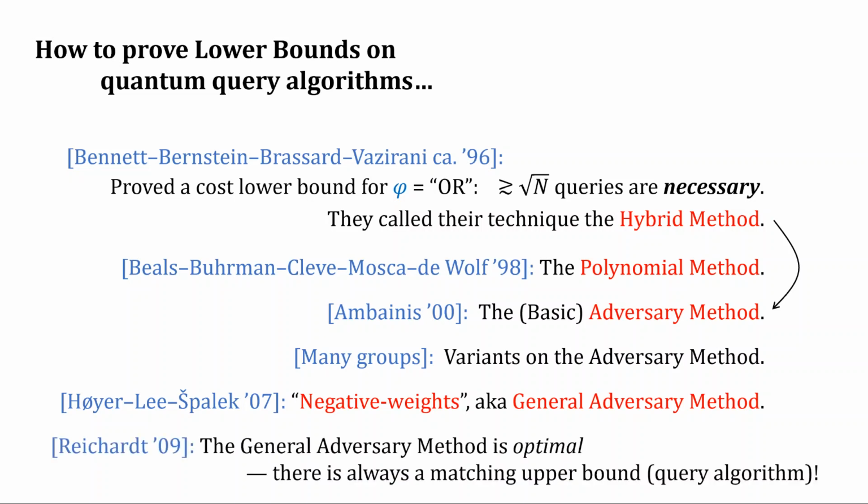And an amazing result from 2 years later by Reichardt: it was actually shown that the general adversary method is optimal in the sense that it always produces the best lower bound, in the sense that there's always a matching upper bound up to constant factors. In other words, there's a matching query algorithm. So in principle, this general adversary method tells you exactly how many quantum queries you need to solve any decision problem, be it total or promise. Now, there's still things to do. I mean, it's a little bit hard to use in general, but it's kind of amazing that they showed this tight result. But we're not going to get to that. We're going to focus only on the basic adversary method in this lecture.